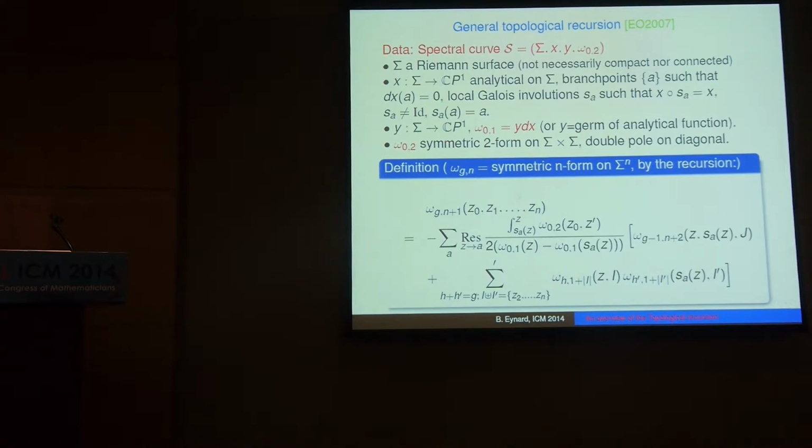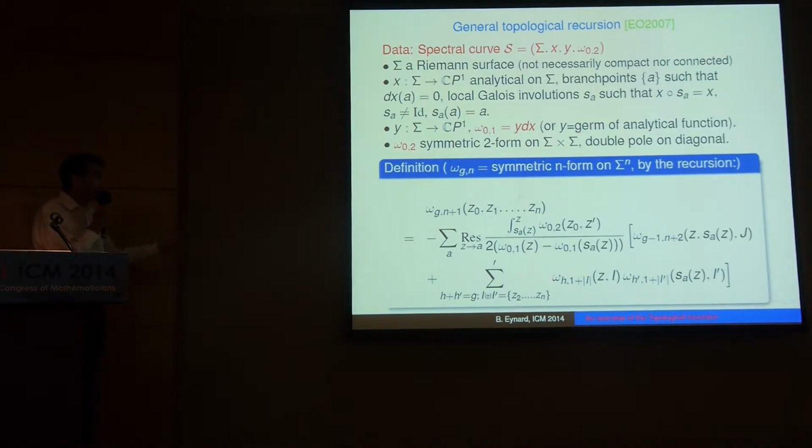And what you need also is that for y, you don't really need a function. You just need the germ of some analytic function, so some formal series at each branch point. That's all you need to define the topological recursion. So it's much more general than having Riemann surfaces. But the case of Riemann surfaces enjoys more properties.